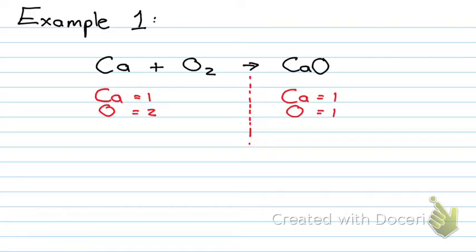So how are we going to fix that? Well, we're going to put a little number 2 in front of the calcium oxide over there. That fixes our oxygen situation. However, it also causes a slight problem there with the calcium. But that's okay. Then we just jump over the arrow to the left and we put a little 2 in front of the calcium so that the calcium is also a 2. And have a look there. 2 calciums on both sides, 2 oxygens on both sides. And then we move on.